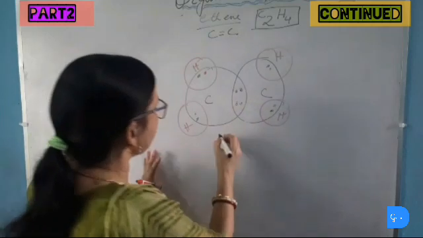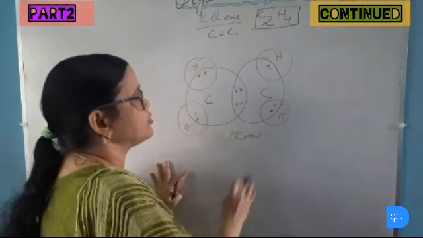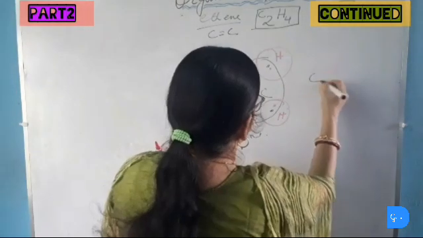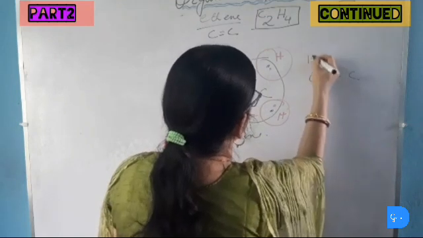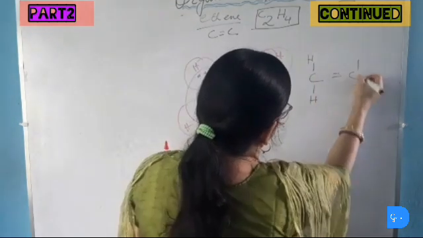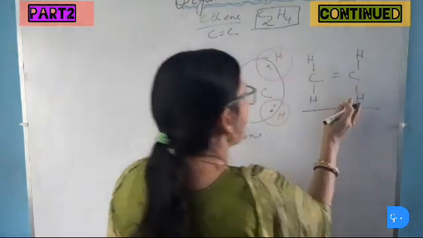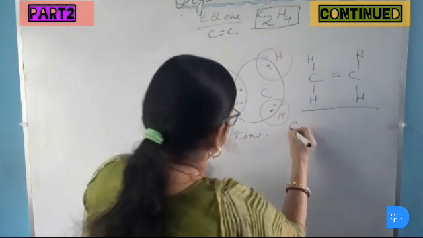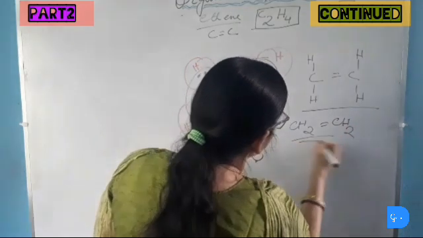This is the structure of ethene containing a carbon-carbon double bond. Now we will draw the structural formula of ethene. C double bond C. Each carbon contains 2 hydrogen. This is the structural formula of ethene. Now the condensed structure will be CH2 double bond CH2. This is the condensed structure.